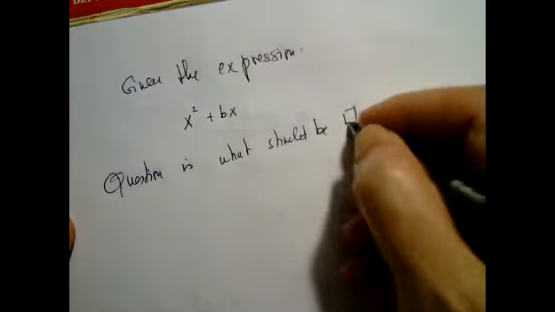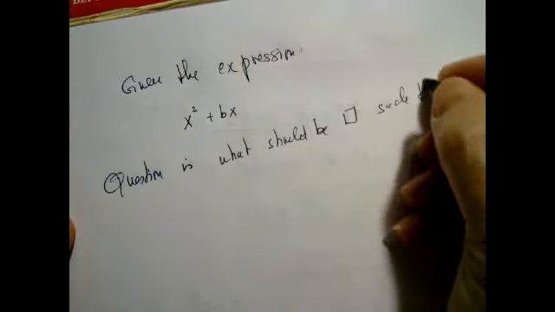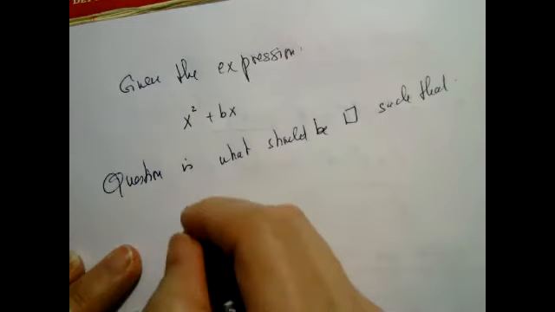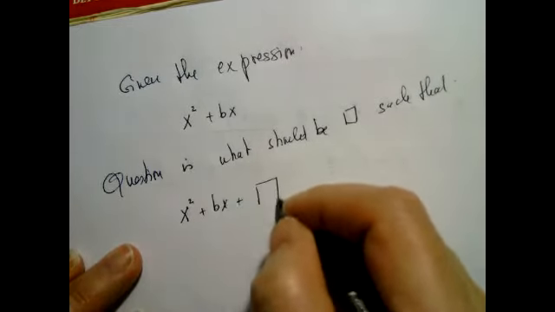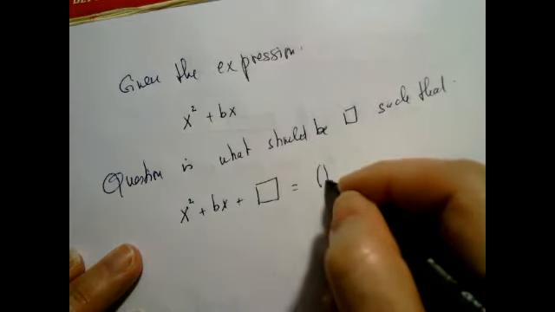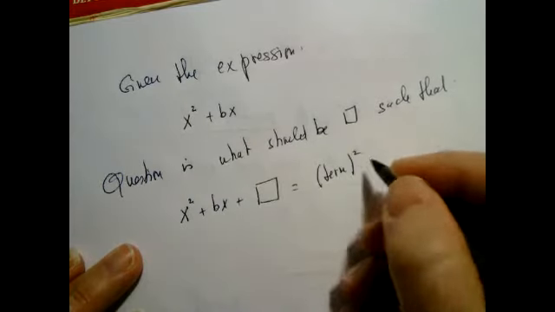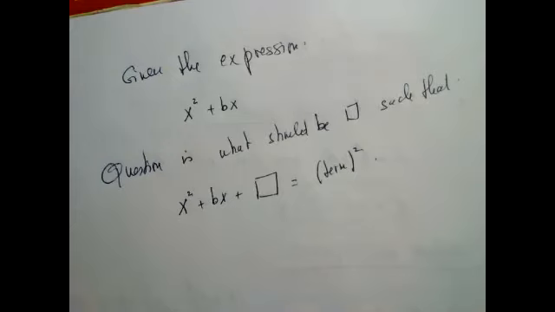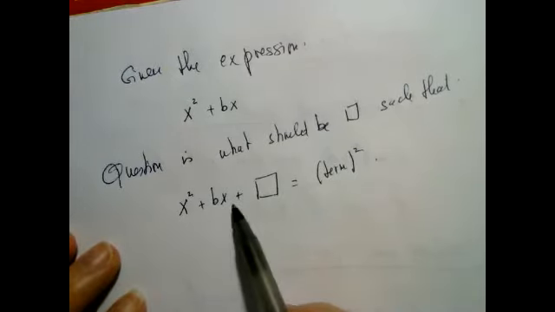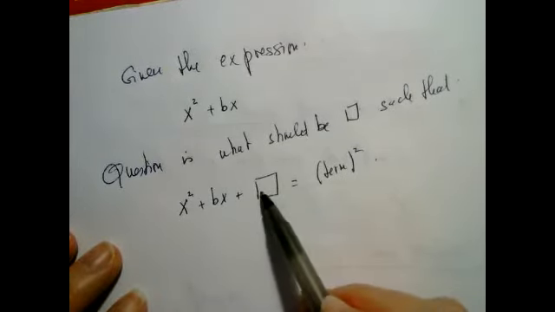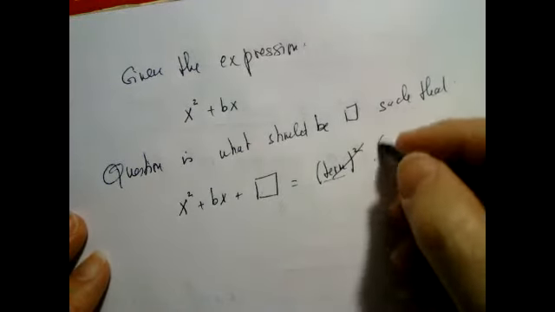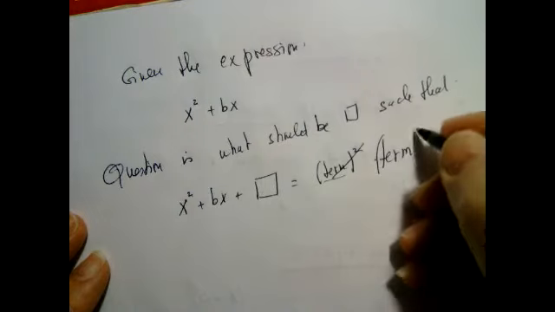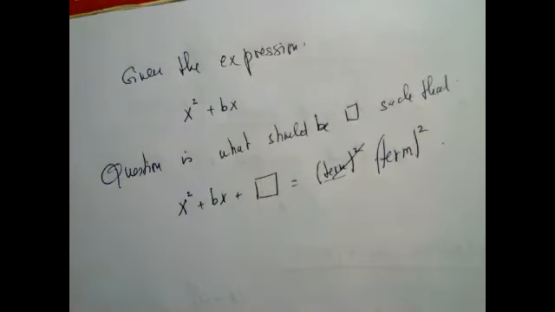What should I add such that if I take x squared plus bx plus something, it becomes something squared? That's the idea. If you have the expression x squared plus bx, what should I add so the result is a term squared?